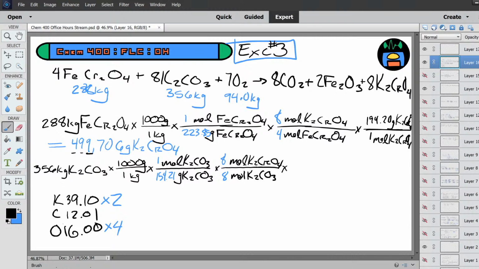Finally, in our last step, I was a bunch more careful with the space this time. 1 mole of potassium chromate contains 194.20 grams of potassium chromate.